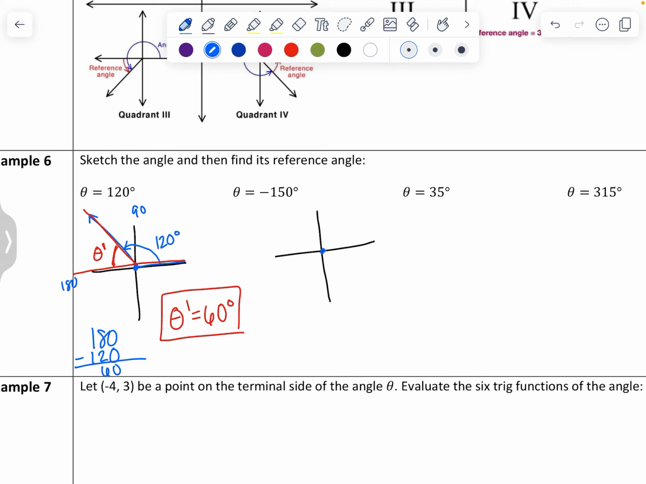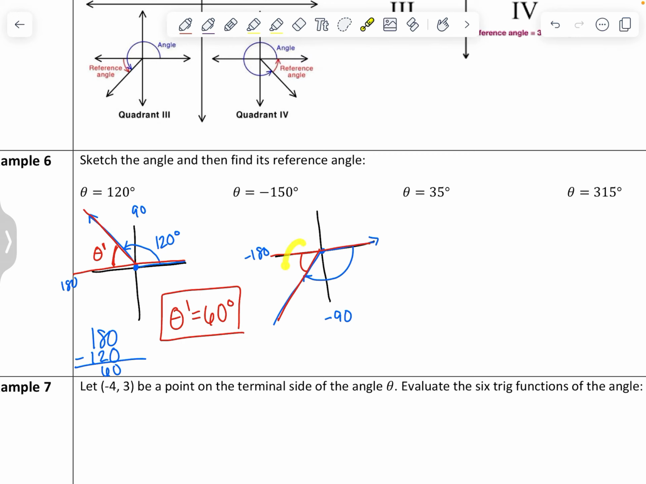So negative 150 degrees, we're going to start at the positive x-axis, but we're going to go clockwise this time because it's negative, and it's going to be just about here. And then we want the reference angle, so that's going to be formed with the x-axis and the terminal side, and you want where it's going to be less than 90. So this angle, not this angle, not this angle. So the smaller one. And then it's similar here where this full angle would make a straight line, so that'd be 180. So we can do the same thing we did in the last one and do 180 minus 150, and we want it to be 30 degrees.